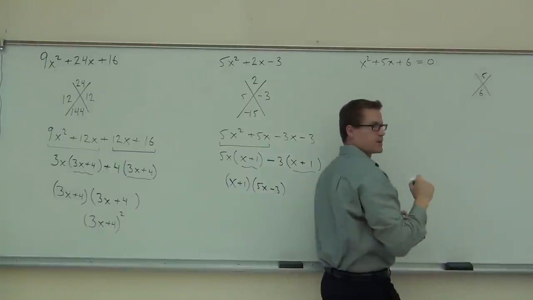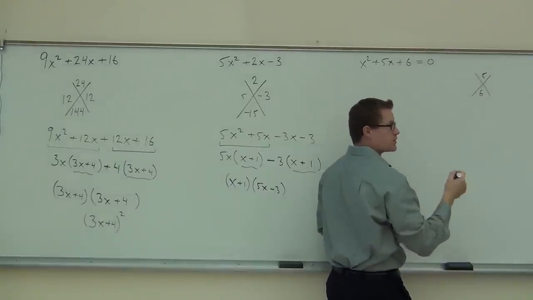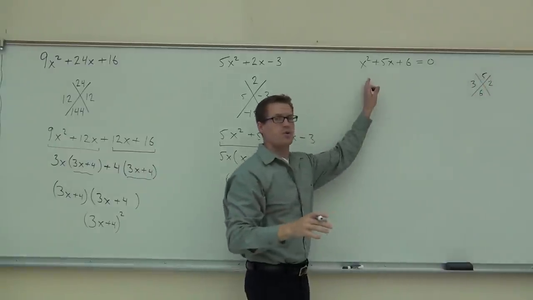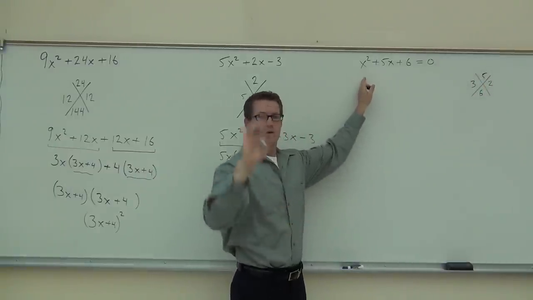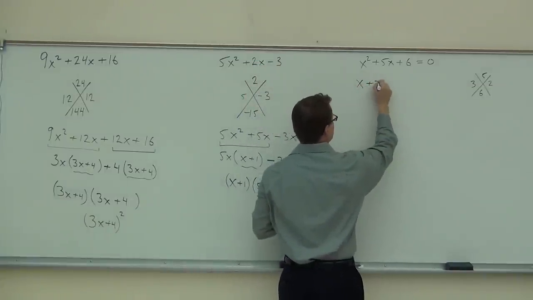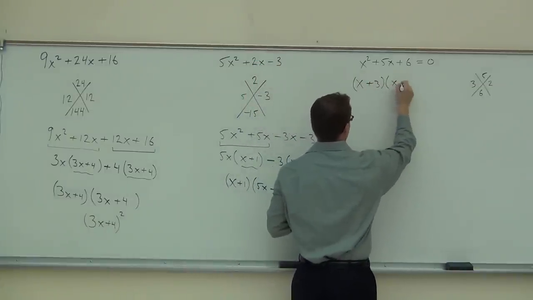You with me still? We're going to get what two numbers? 3 and 2, 2 and 3. It really doesn't matter. Do we have the extra step or not for this? No, the a equals 1 there. So we're going to have x plus 3, and that's right, x plus 2.